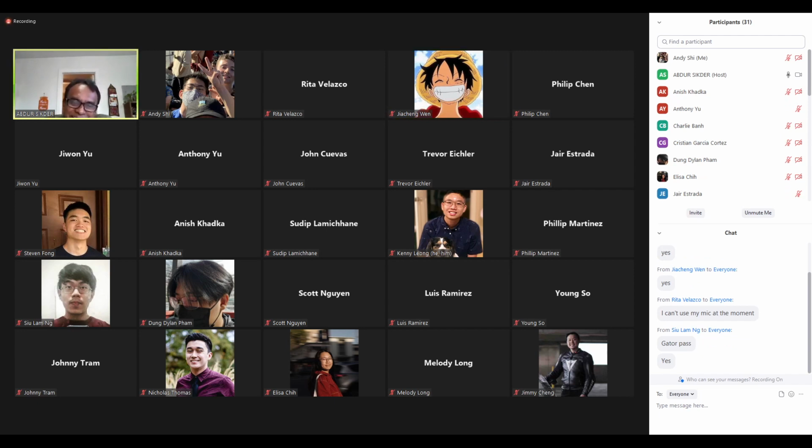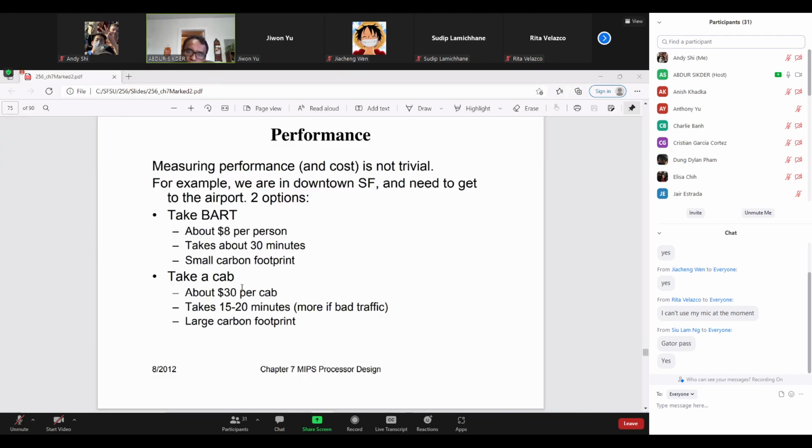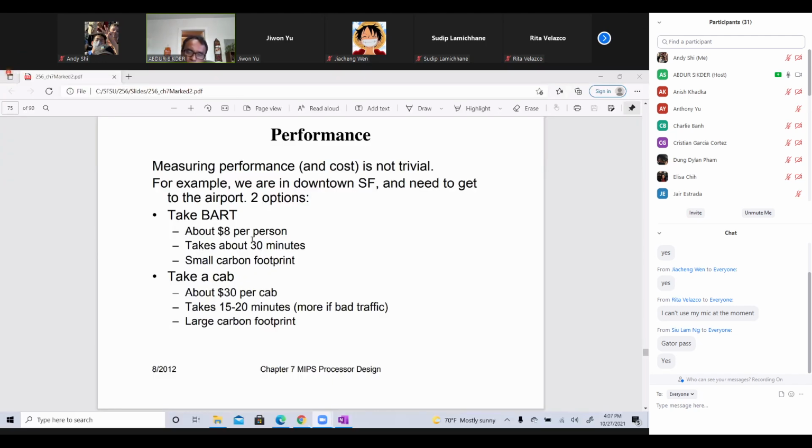So here, that third option is not actually listed. So you have two options. About $8 per person, takes about 30 minutes, and a small carbon footprint. That's the point they gave you. If you take a cab, you have $30 per cab, takes 15 to 20 minutes, and a large carbon footprint. So you would go by BART, let's say $8.